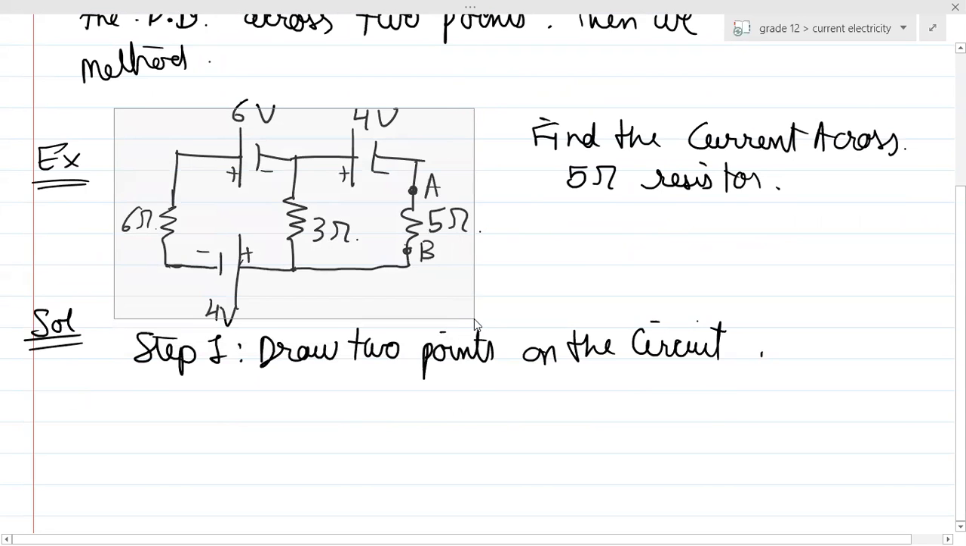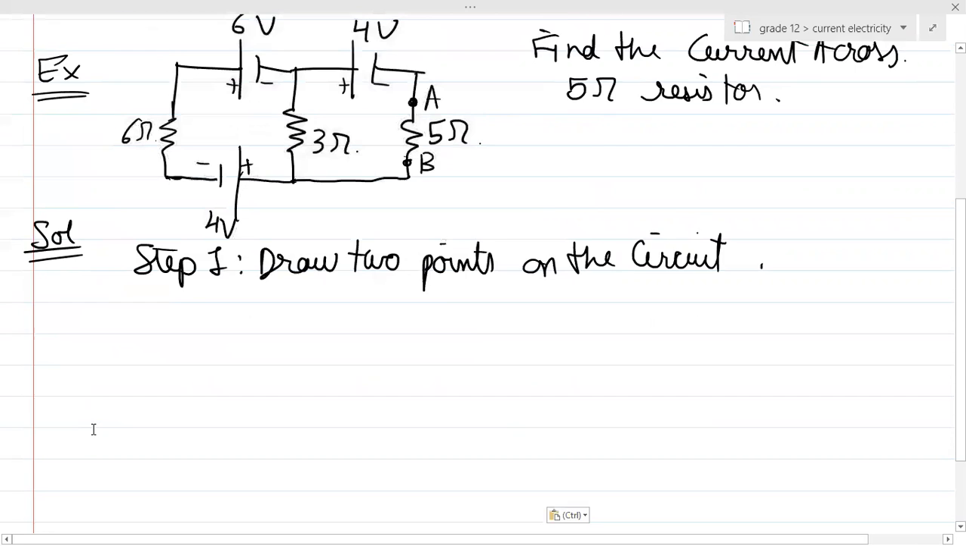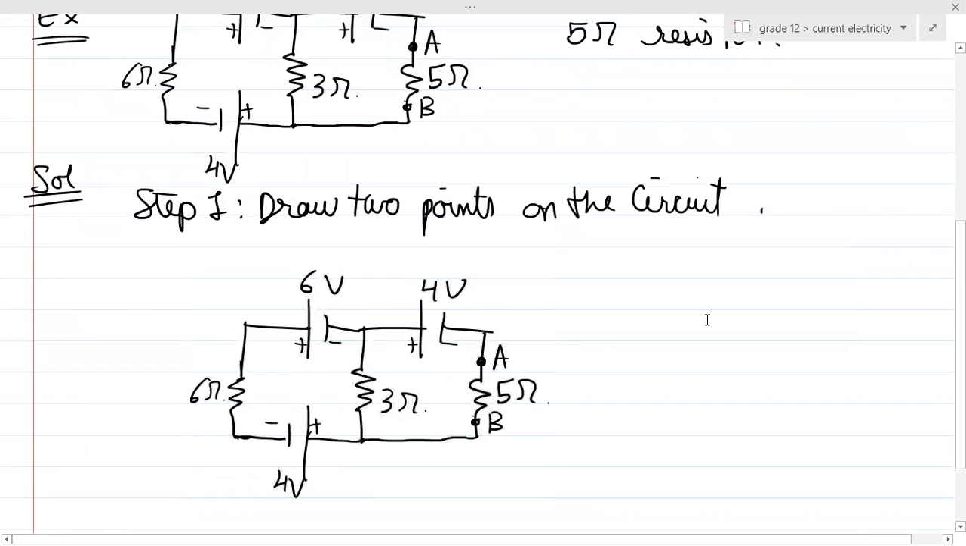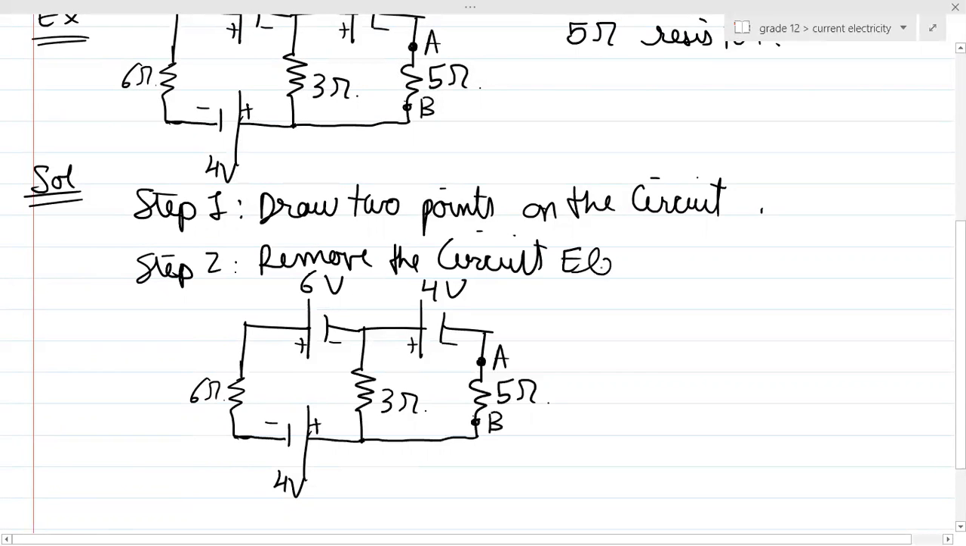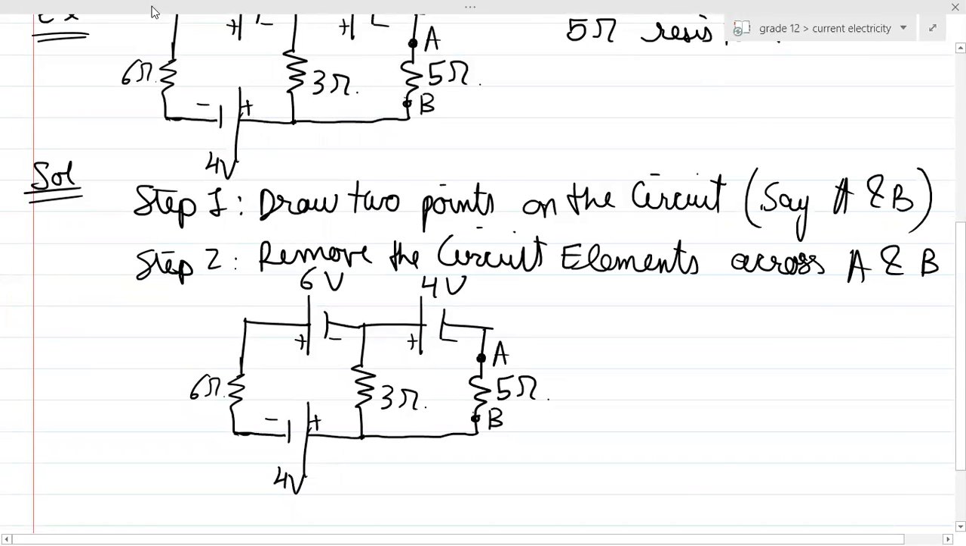Now what to do after this? Once you have done marking these points, you will just copy and paste the circuit. Step 2, remove the circuit elements across A and B. So basically, you will remove this 5 ohm resistor. Can you see?